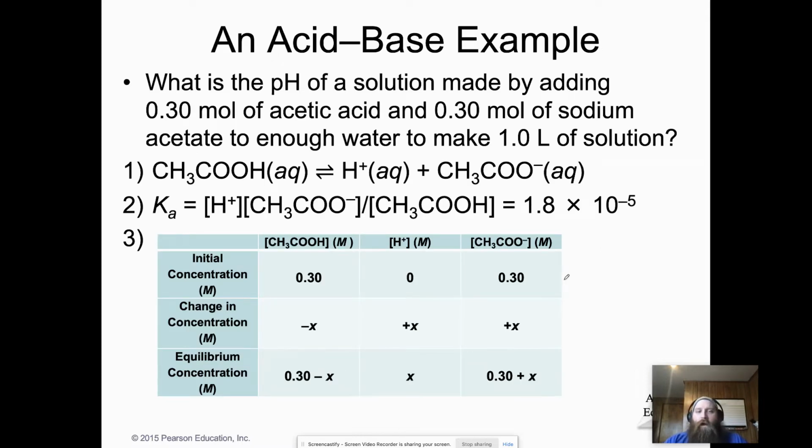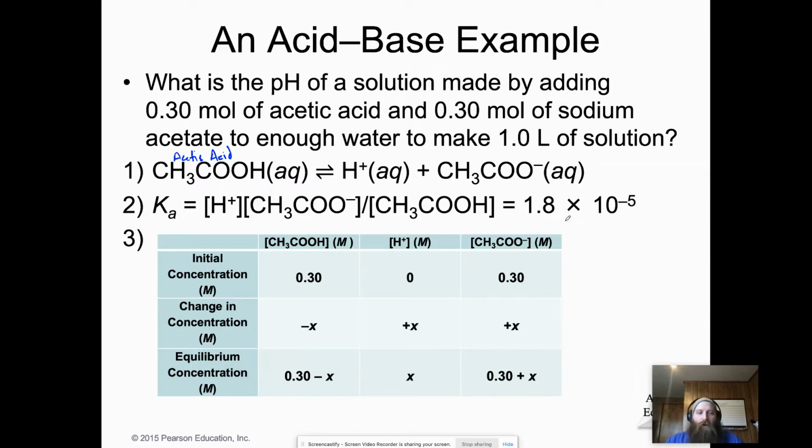So here we've got a question, right? It says, what is the pH of a solution made by adding 0.3 moles of acetic acid and 0.3 moles of sodium acetate to enough water to make a 1 liter solution? Well, if we just start with our acetic acid, right? So this is acetic acid.